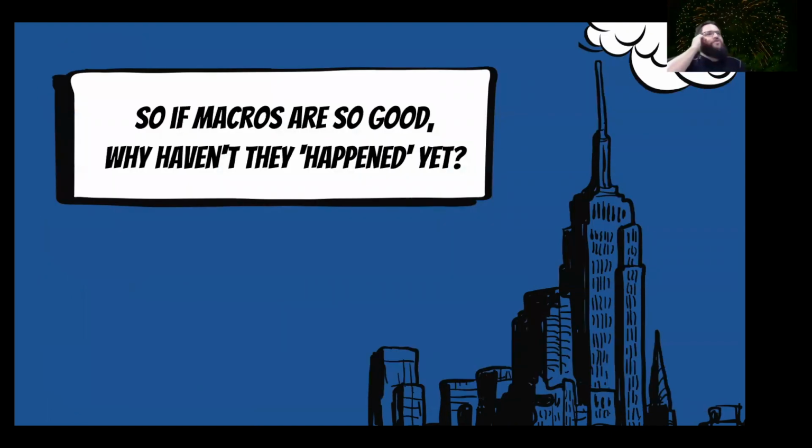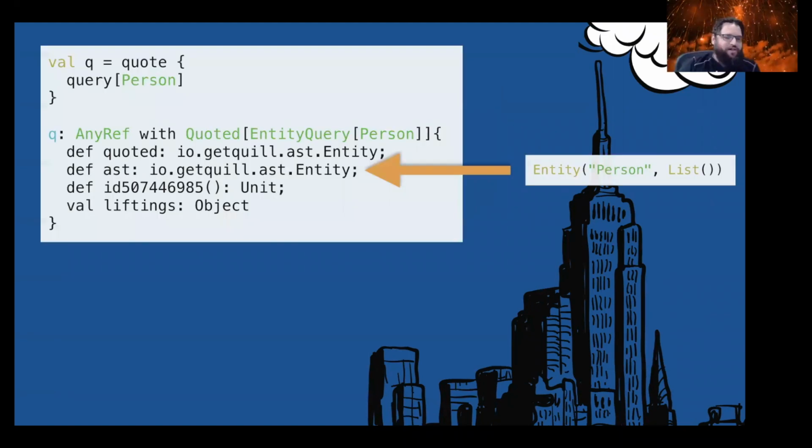Now, here's a question that we need to ask. If macros are so cool, if metaprogramming is so cool, why hasn't the world sort of heard about it yet? Why aren't they more famous? Well, the problem is that in Scala 2, they're kind of dark. They're very, very gritty.